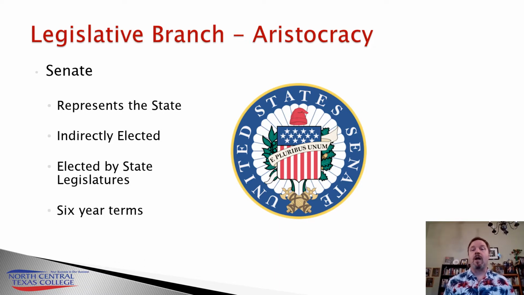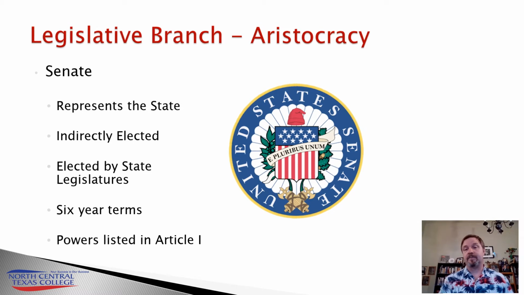Now, remember what I said before. The longer the term, the less democratic it is, right? Their powers, along with the House as well, are listed in Article 1 of the Constitution. That's where their powers are listed, right? Now, this is the aristocratic aspect of it. We need to take a look now at the House of Representatives.